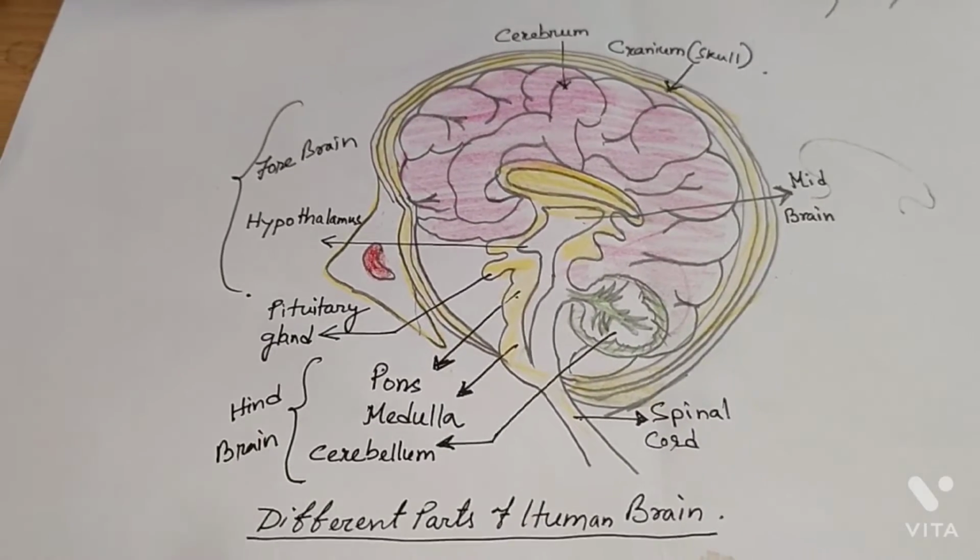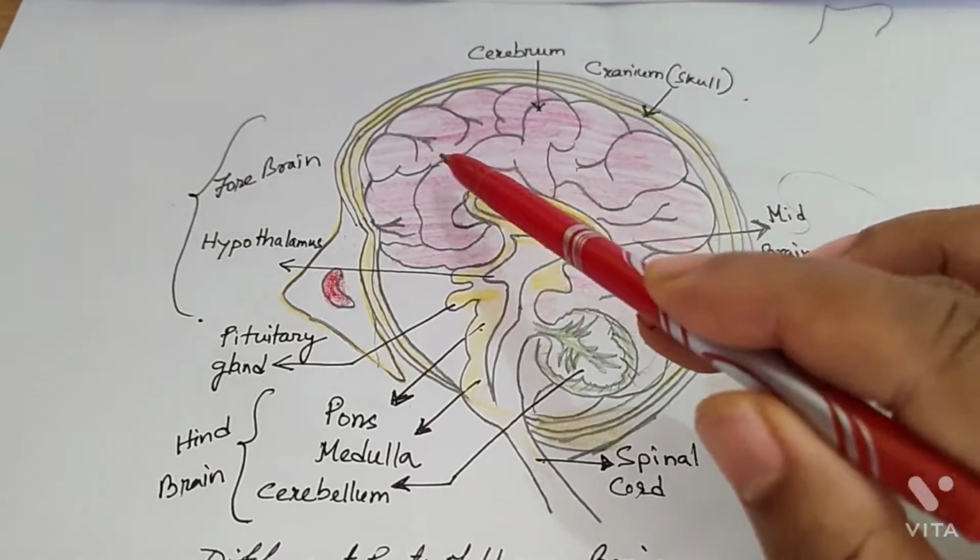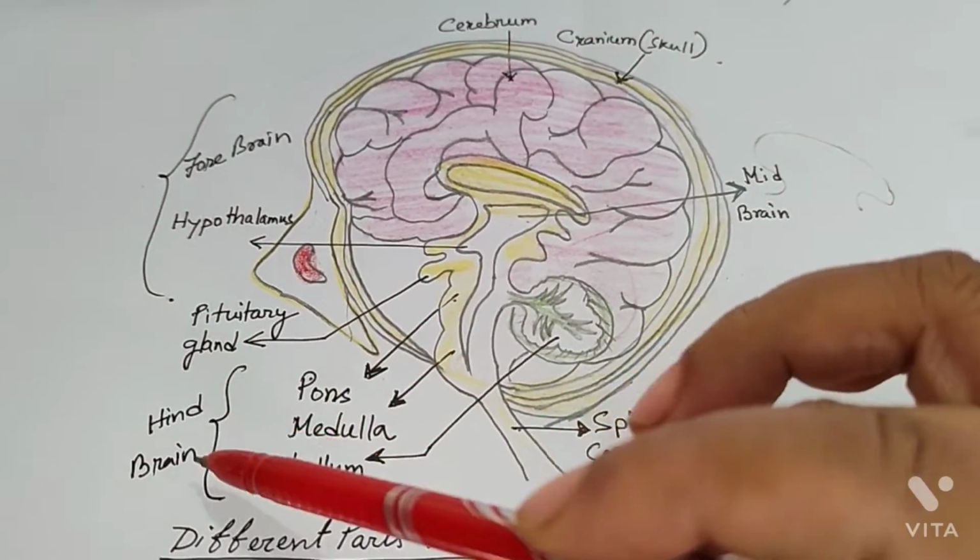Hi, in our last video, I discussed how to draw a human brain, and in this part, I will discuss the different functions of the different parts of the brain.